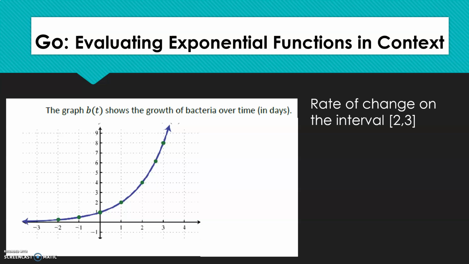Let's find the rate of change on the interval between 2 and 3. We've got the point (2, 4) and the point (3, 8). We find our vertical distance by subtracting 8 minus 4 and our horizontal distance of 3 minus 2. We get a slope of 4 over 1, or 4. Notice that the slope of 4 is much steeper than the slope of 7 over 3.